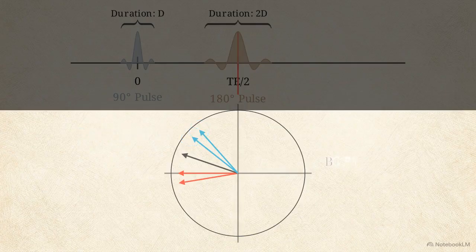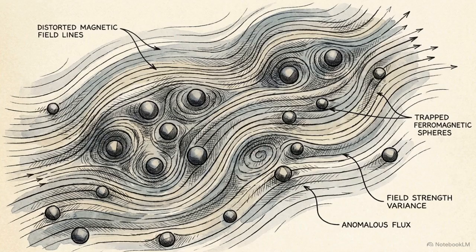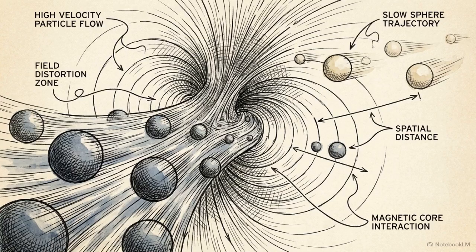Here is the crucial caveat: the static magnetic field inhomogeneities have not been fixed. The fast vectors in the back are still experiencing a stronger field, and therefore still moving faster. The slow vectors in the front are still moving slower. The 180-degree pulse does not repair the broken magnetic field. It alters the proton's geometric position within it, forcing the fast protons to cover more ground. It turns the field's inconsistency into the very mechanism that will solve the problem.